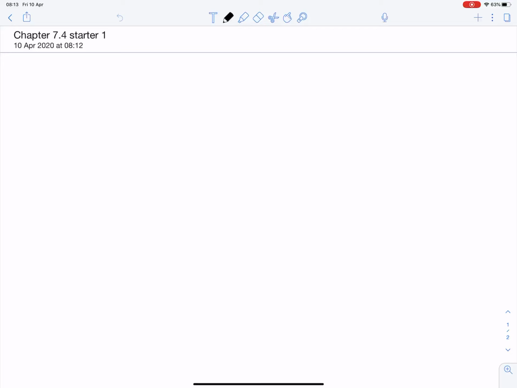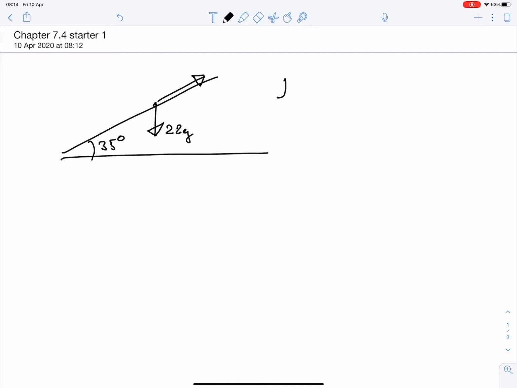So here we go. We've got an inclined plane, which is rough, and it's inclined at 35 degrees to the horizontal, and it's got a weight of 22g, or a mass of 22 kilograms, so a weight of 22g acting downwards. And there is a tension in a string stopping it sliding down the slope. Mu is equal to 1/8.